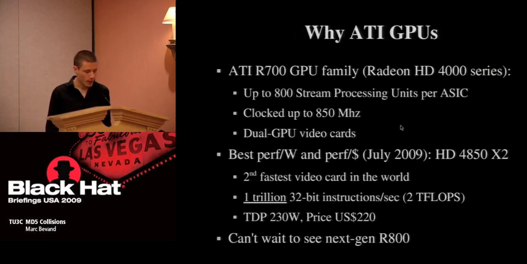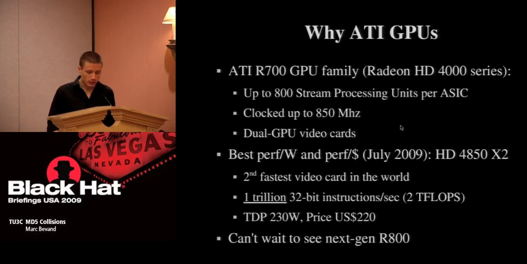I focused my work on ATI GPUs because of the latest family of ATI GPUs, called the R700 family, the commercial name for which is the Radeon HD 4000 series of cards. These GPUs have up to 800 LAUs or SPUs per chip, and they are clocked at typically around 600 up to 850 megahertz. And as most of you probably know, you can buy dual GPU video cards, which would bring the total number of instructions you can execute per cycle to 1,600.